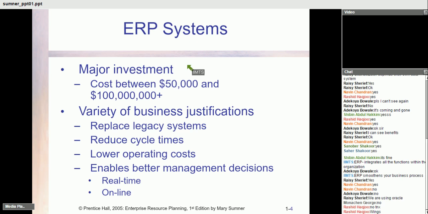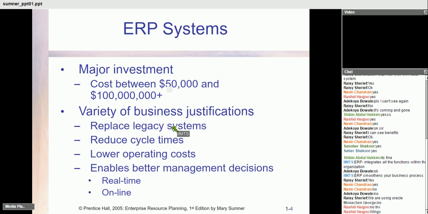Then, ERP system is a major investment. The cost is between $50,000 and how much is this? 1,000, 10,000, lakh, 10 lakh. It's $10 billion. So this costly are the ERP systems. It costs between $50,000 to $10 billion.